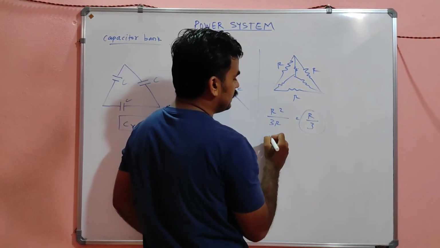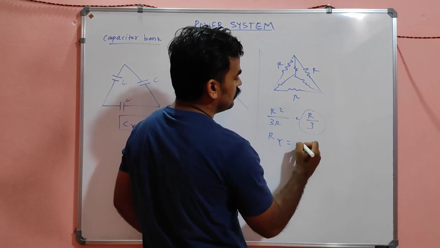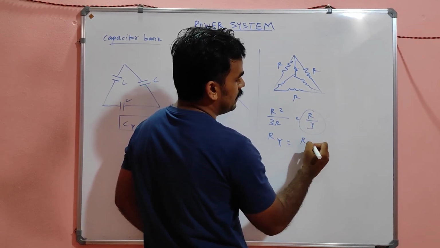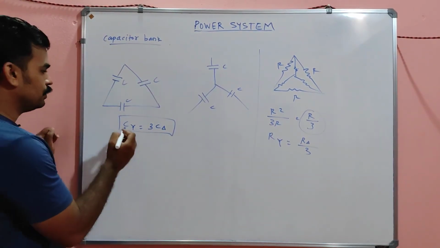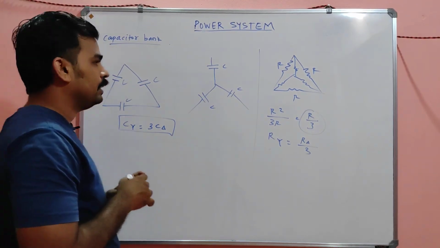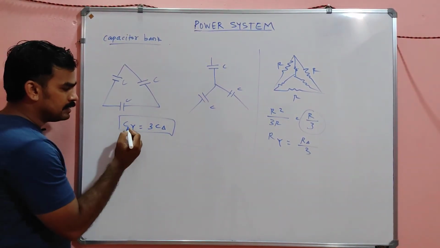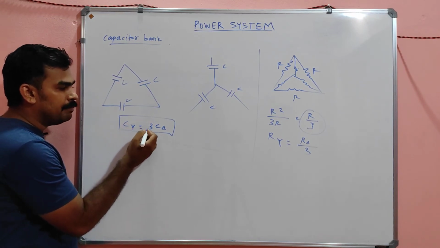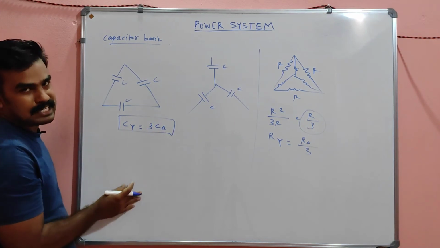So you can say that resistance in star will be equal to resistance in delta by 3. Correct now? The opposite will happen there. So capacitance in star will be 3 times the capacitance in delta. That's it, simple. So why is this so? The capacitance in star is 3 times that of delta, and the capacitor is costlier than the resistor.